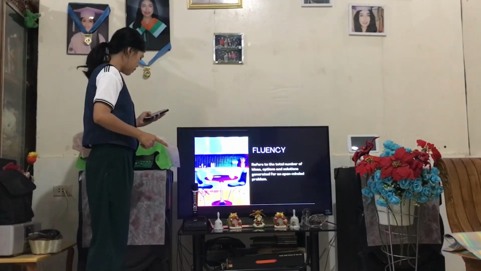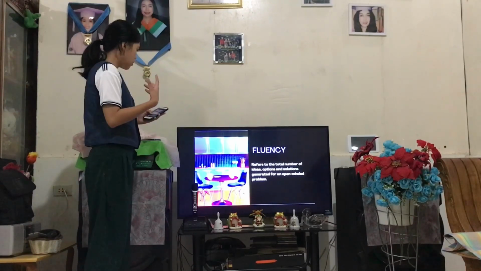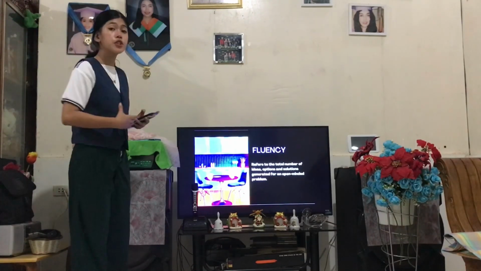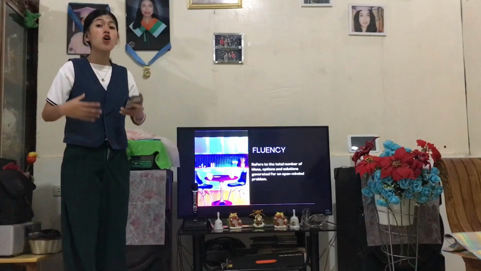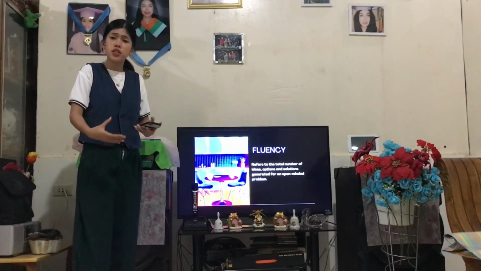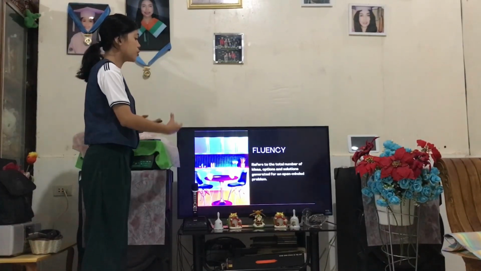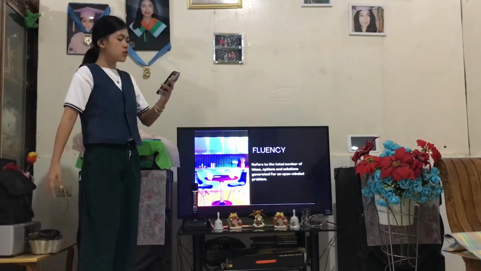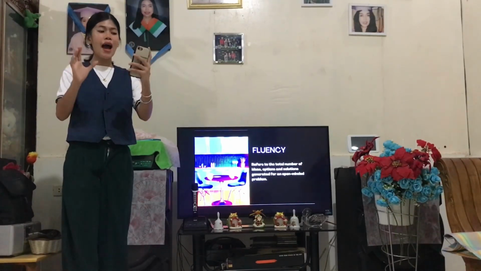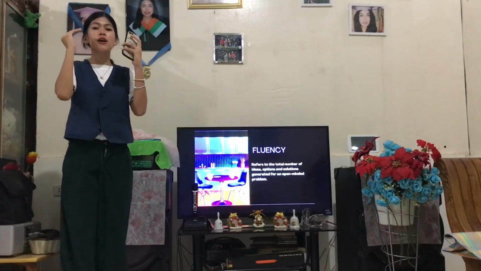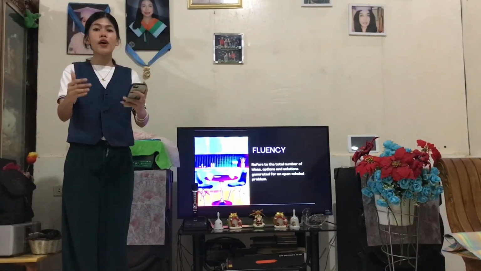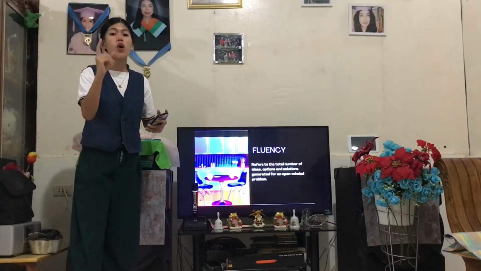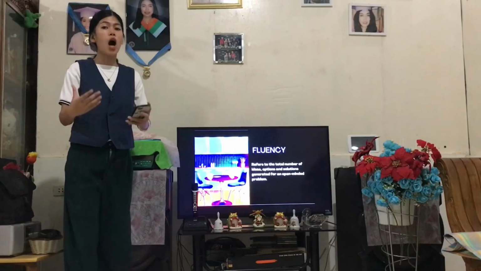So, fluency. Fluency refers to the total number of ideas, options, and solutions generated for an open-ended problem. So it measures how many different responses or ideas one person can come up with.